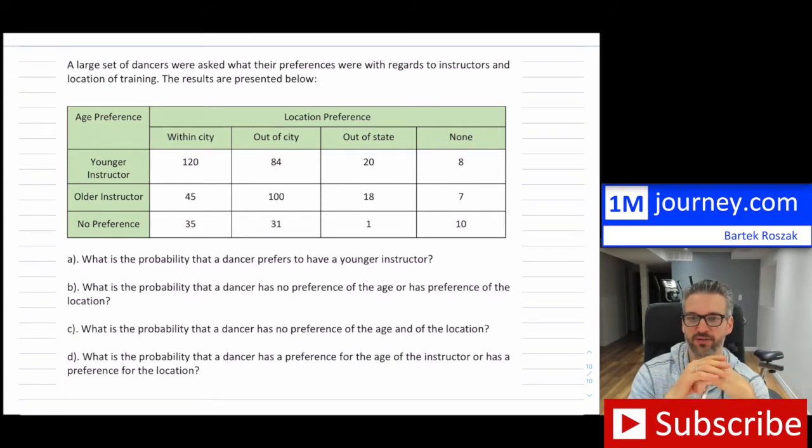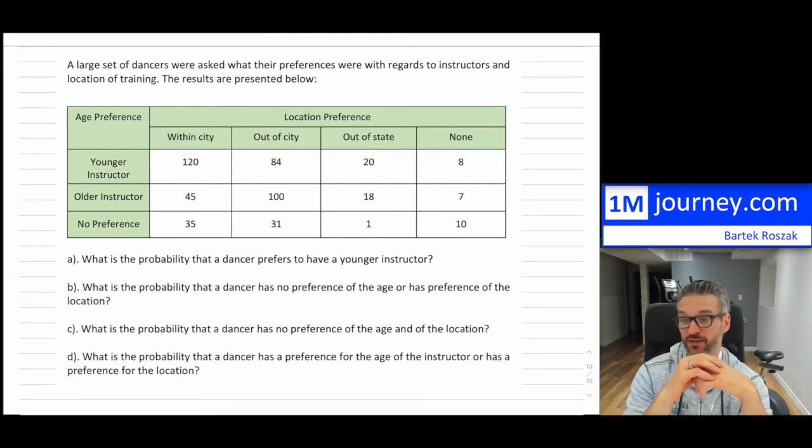All right, so you have a table. Notice on the top it says location preference. So if they would want to train within the city or out of the city, maybe out of the state. So this is maybe for US. Or they have no preference at all on the location. And then on the left-hand side, notice, is their age preference for instructors. So do they like younger instructors or older instructors? Or no preference at all.